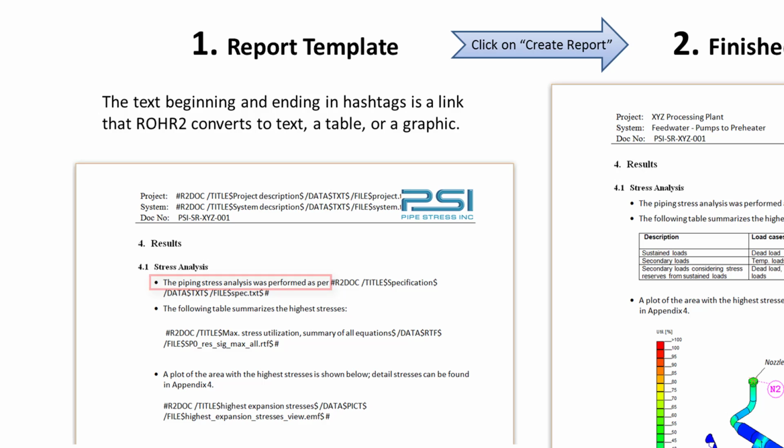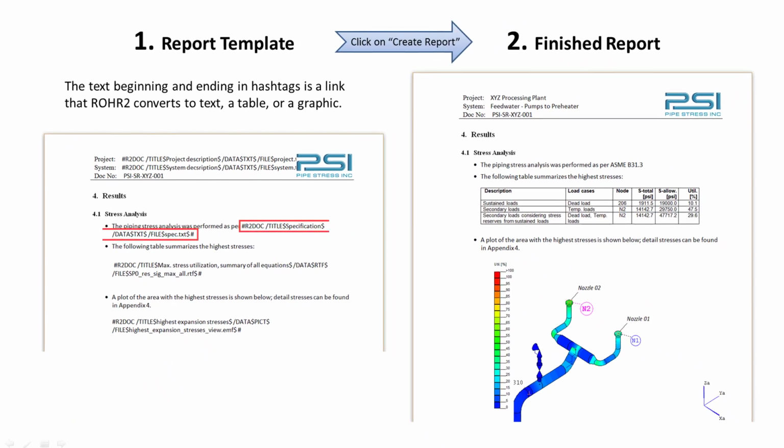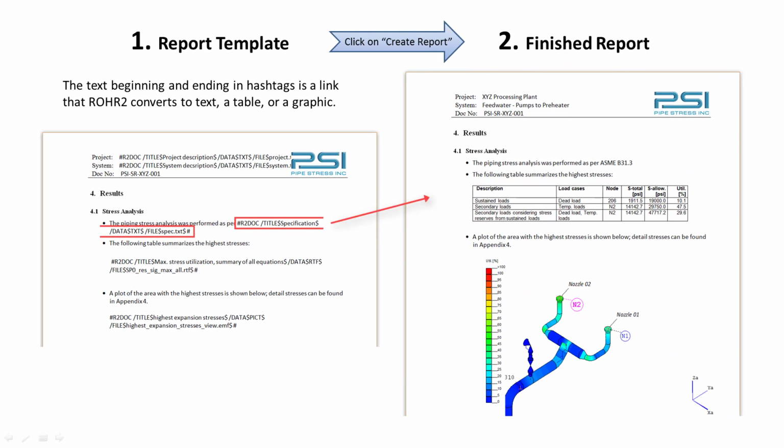In this first bullet point, the words at the beginning of the sentence will not change. But the code governing the analysis could change, and therefore it is represented by the link text. The report generator takes this information from the current analysis, in this case ASME B31.3, and inserts it into the report. The link can even be in the middle of a sentence.